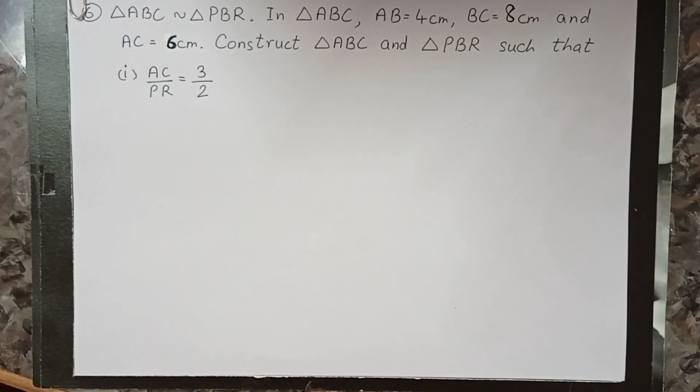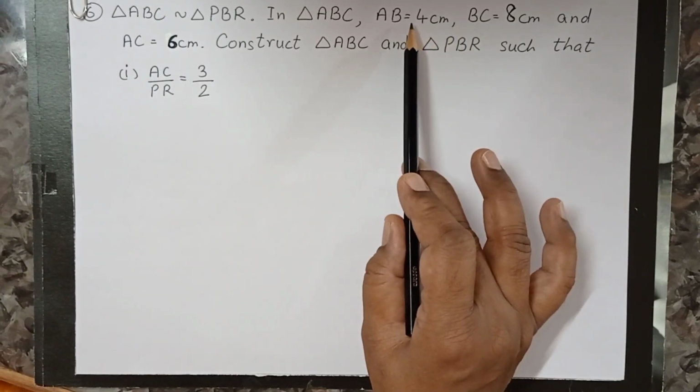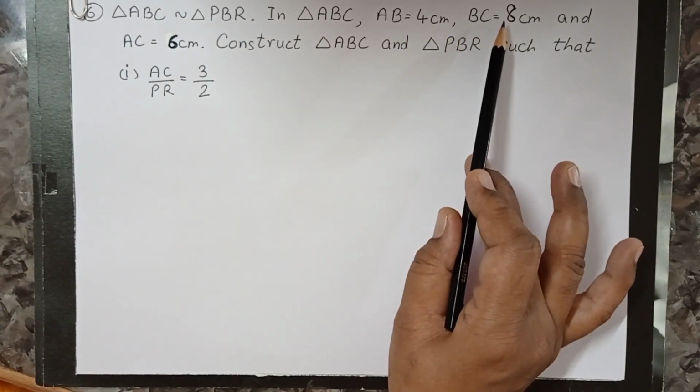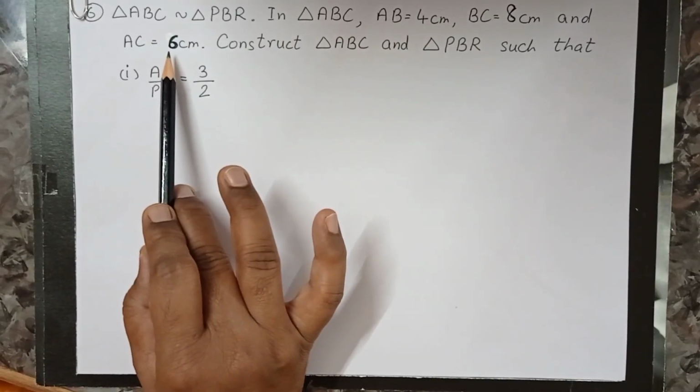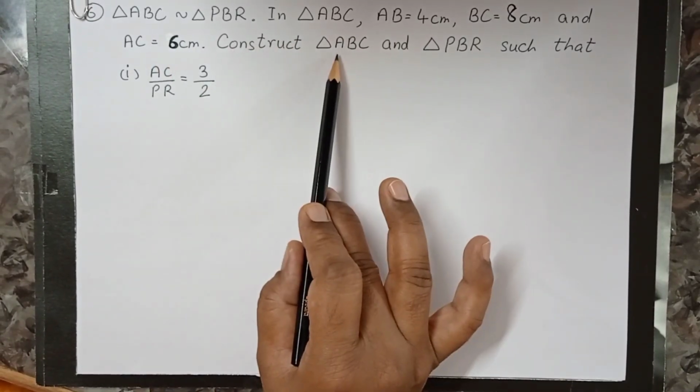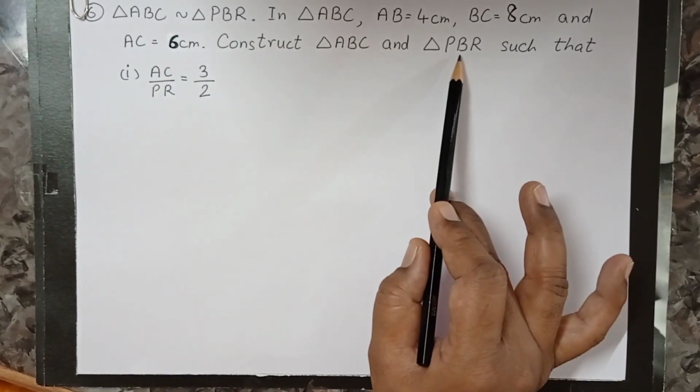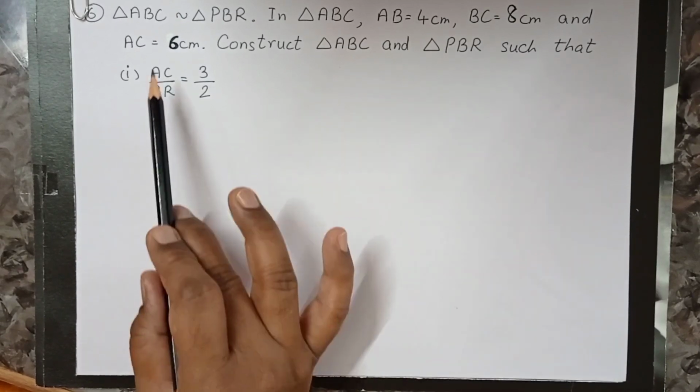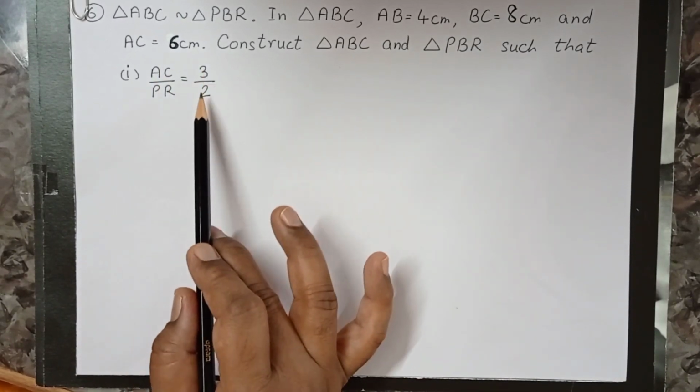Let us now see the next type of question based on similar triangles. Triangle ABC is similar to triangle PBR. In triangle ABC, AB is 4 centimeter, BC is 8 centimeter, and AC is 6 centimeter. Construct triangle ABC and triangle PBR such that AC upon PR is equal to 3 upon 2.